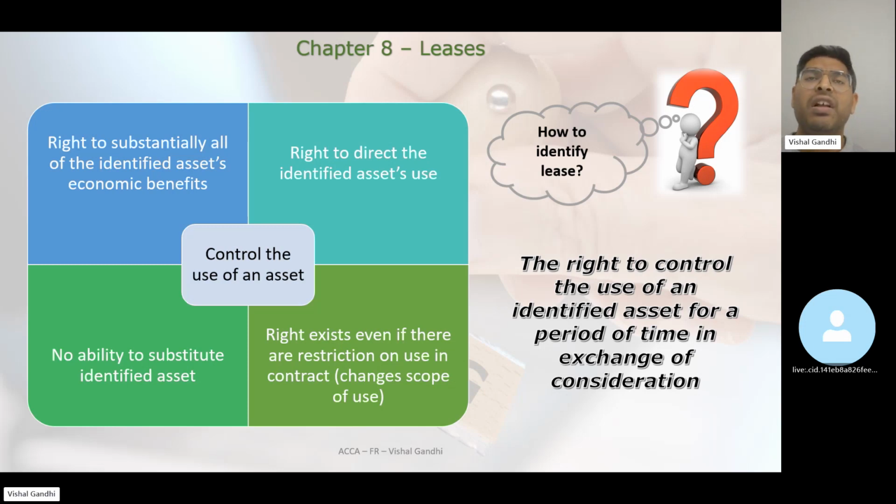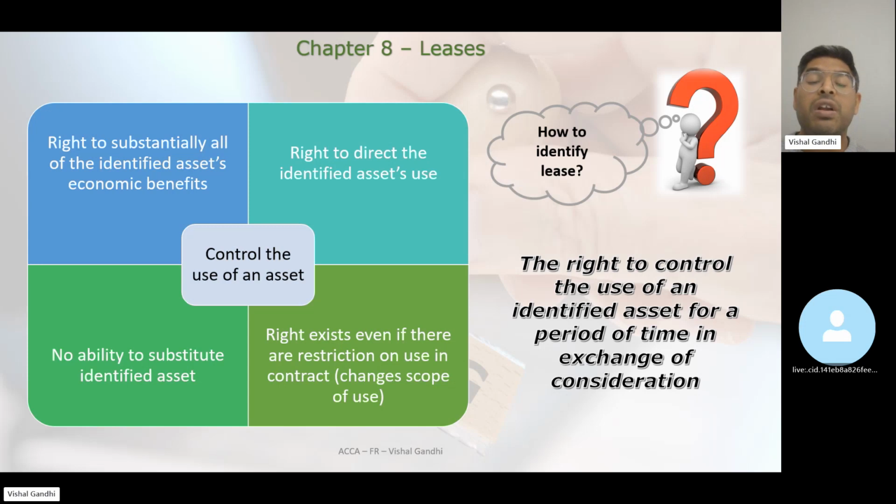Or there might be a restriction like, suppose if somebody takes a shop on a lease, then the owner or lessor might put a condition that the shop can be used only for a specified time in a day. That is fine. That is not a direction to use. That is a scope of use. Those conditions are fine. Lessor is not telling how to use the asset. Lessor is telling when to use the asset, where to use the assets. That's fine. That is the changes of scope of use.